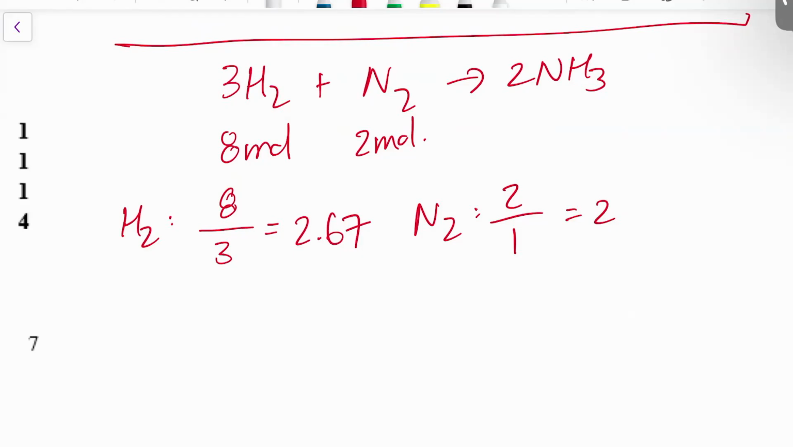Smaller number. Okay, which is the N2. So this is smaller than 2.67. So therefore, N2 is your limiting reagent. Okay, cool.